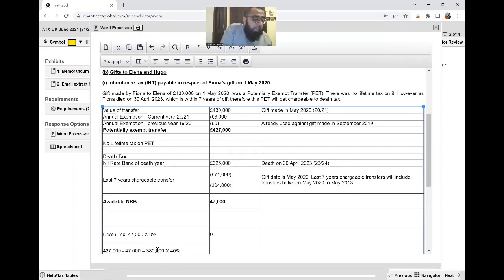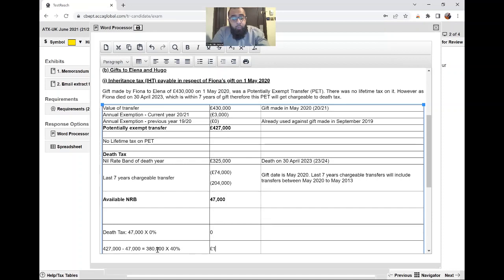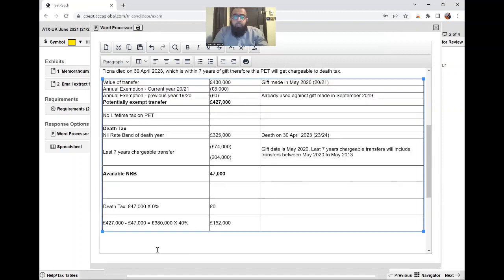This gives me inheritance tax of 152,000. Okay, I will repeat it again. These 3 marks were very easy. Now, if you wouldn't have written so much commentary on the right column, there would be no issue.